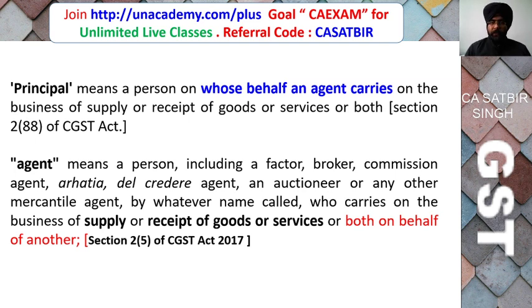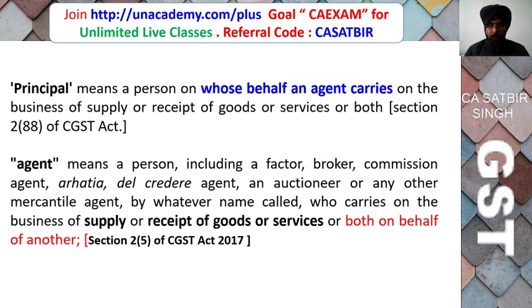Principal means a person on whose behalf an agent carries on the business of supply or receipt of goods or service or both. So he authorizes the agent to sell the goods on his behalf. Suppose the principal directly sells the goods and the other person is only receiving the commission. So the other person is not receiving the goods or services, and in that case he is only a commission agent. He is not receiving the goods. So accordingly treatment has to be made.